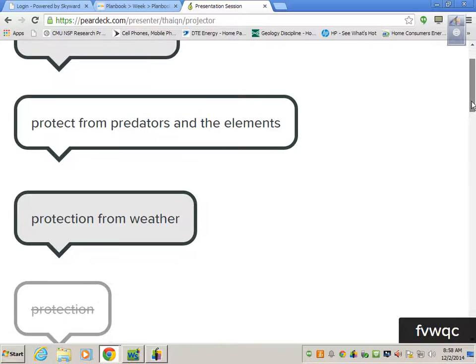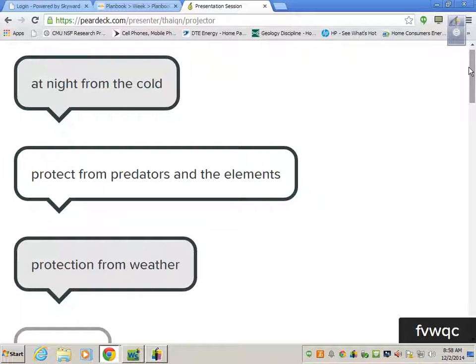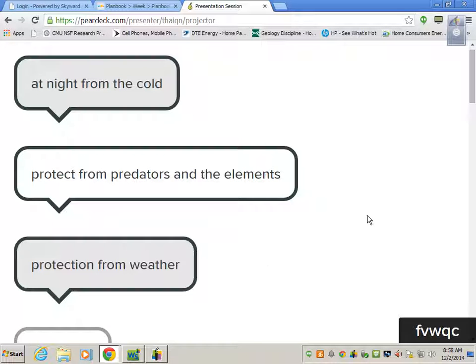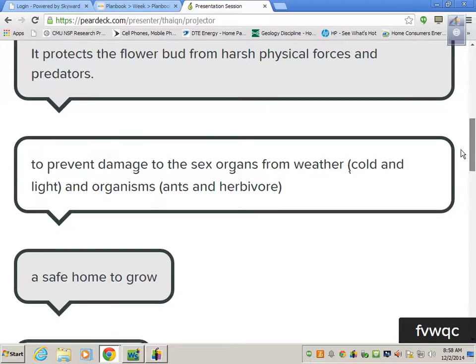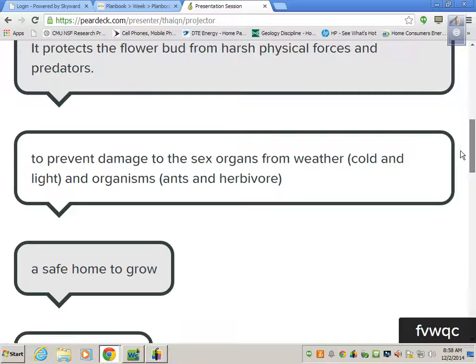At night from the cold, yep, for sure. So flowers close up at night, right? We've all seen that. The calyx can close up sometimes in some flowers, but not all. Sometimes it opens up and the calyx is perfectly open, and then it's just the corolla that opens and closes. Yep, protect it from predators. You don't want that flower to be exposed too soon. Protection from the weather, right? Frost, like Frosty the Snowman. Jack Frost. Protects the flower bud, yep, from harsh physical forces and predators, yep.